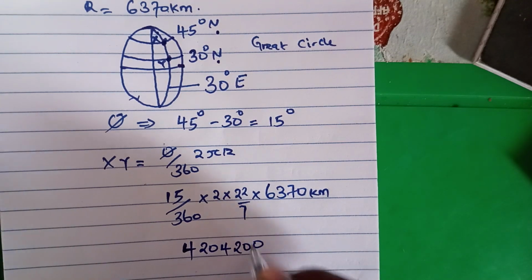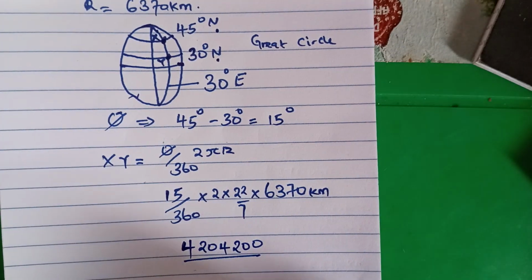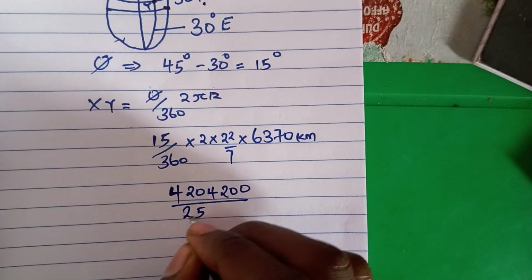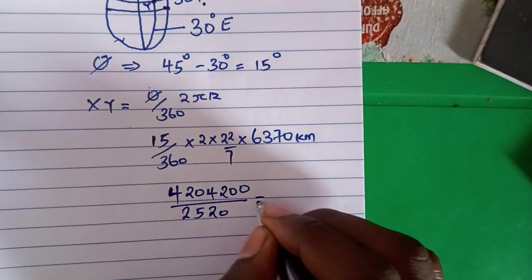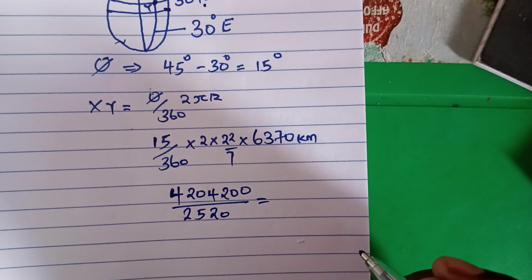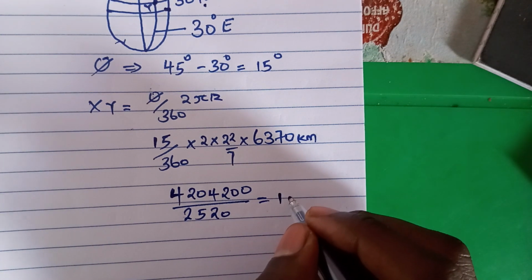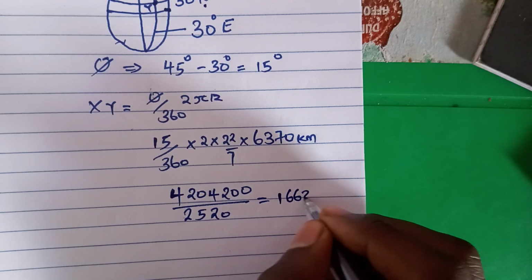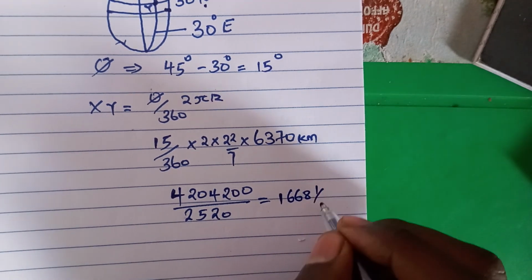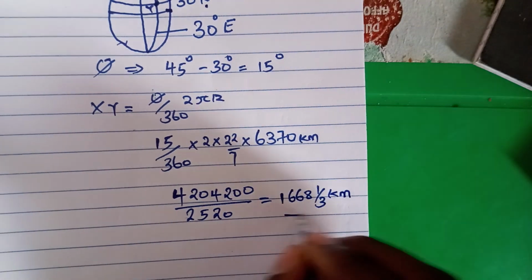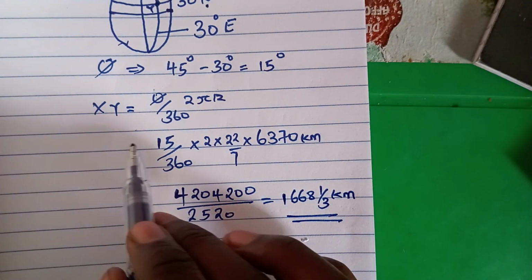4,204,200. And then we divide by the denominator, which is 360 times 7, that is 2,520. So if we do the long division, we are going to end up with 1,668 and 1/3 kilometers. So this will be the distance XY.